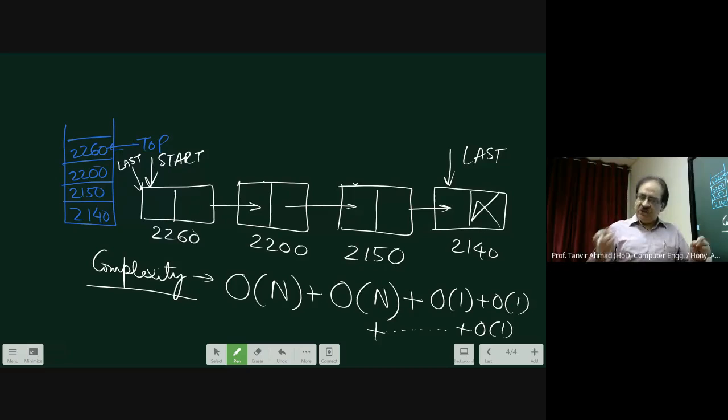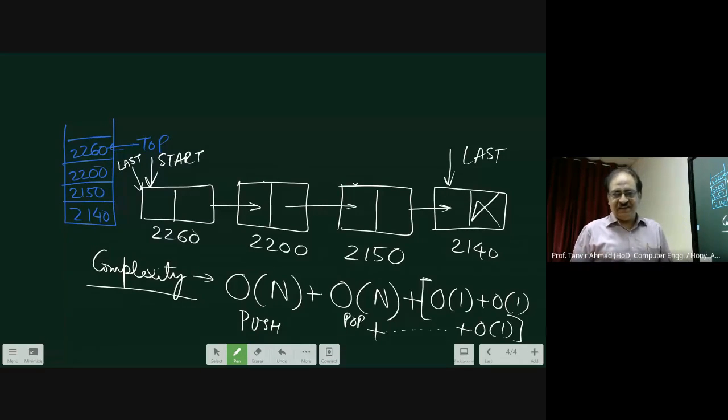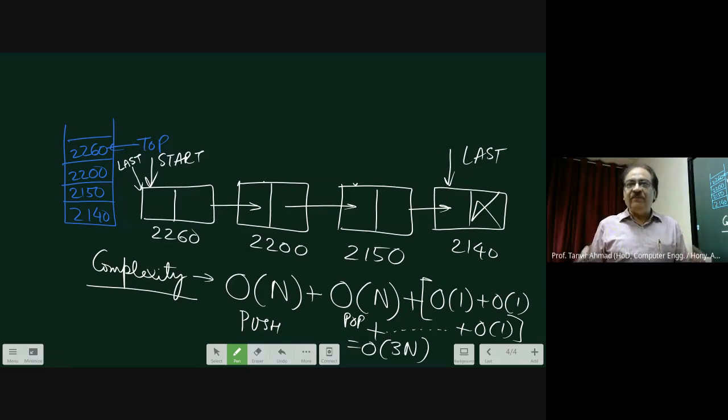Because order of n for pushing in the stack, order of n for pop, and this is for insert. Because order of 1 n times will make it order of n. Therefore, it is actually order of 3n. Because अगर order of n फिक्स 2 बार 3 बार होगा तब उसको तुम अवॉइड कर सकते हो, बट order of 1 अगर 9 टाइम्स आएगा तो तुम उसको अवॉइड नहीं कर सकते.